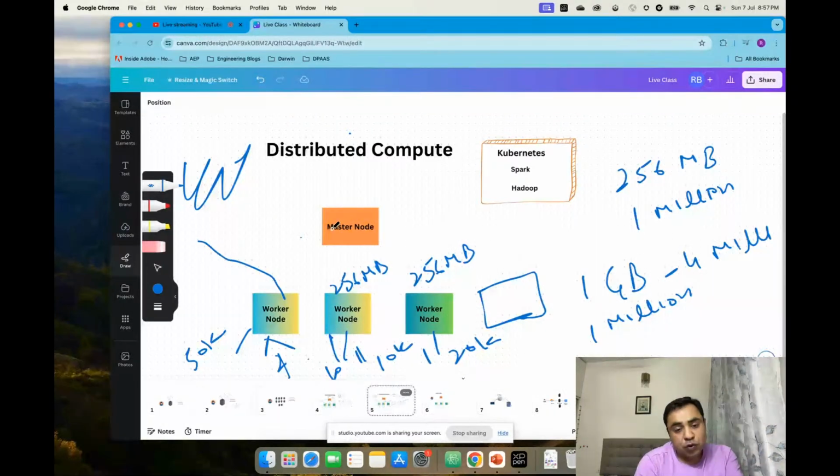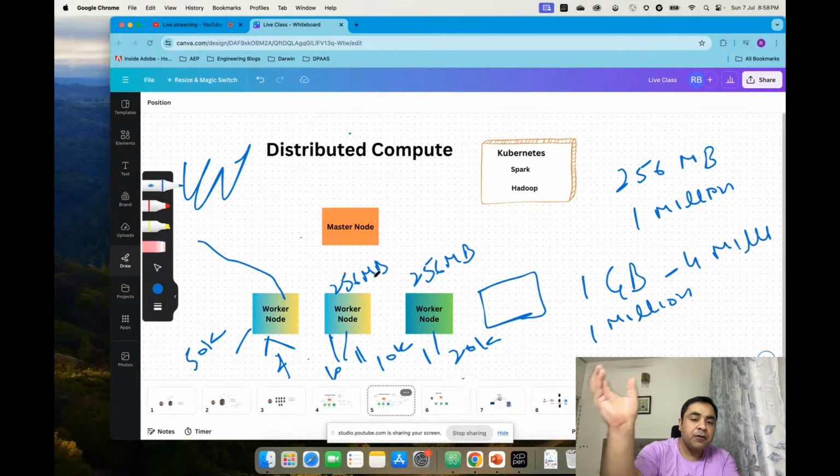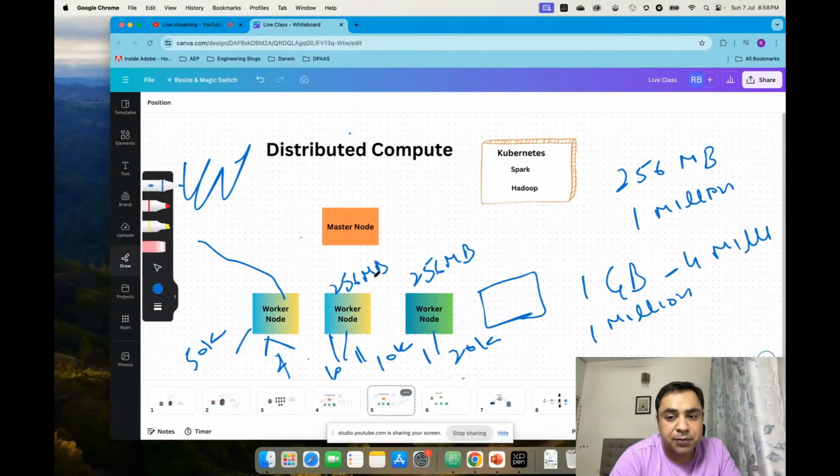But the actual work is done on the different worker nodes, and then replication is there, and other things related to heartbeat are there if one node goes down. A lot of other nitty-gritty is there in distributed computing.